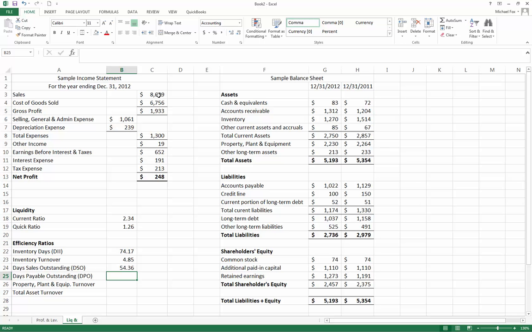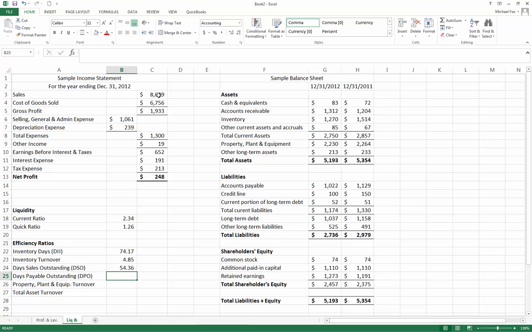Well, I'll tell you without even comparing it, that's not good. If it's taking you nearly 2 months to get people to pay you, unless of course your payment terms are 2 months, you're giving people 60 days to pay and they're paying you in 54.3, then you're actually a little ahead of the curve. But typically people are shooting for more like a 30-day payment from their customers.